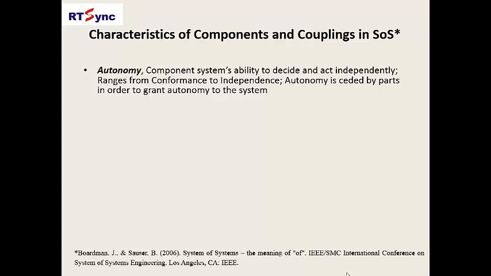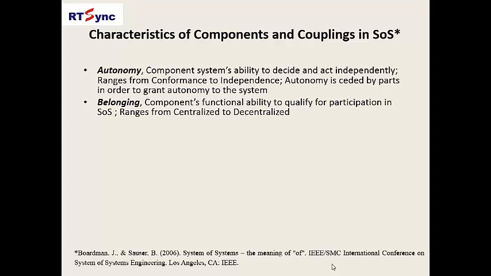Let's look at characteristics of components and couplings in system of systems. These will be relevant when we consider how they are applied to the integrated care system, which we'll discuss next. Autonomy has to do with the system's ability to decide and act independently. It ranges from conformance to independence. Autonomy is ceded by parts in order to grant autonomy to the system, and therefore is a very important feature of the integrated care system.